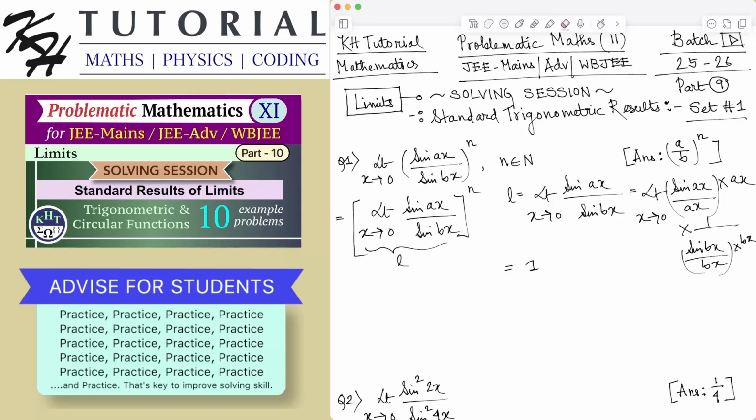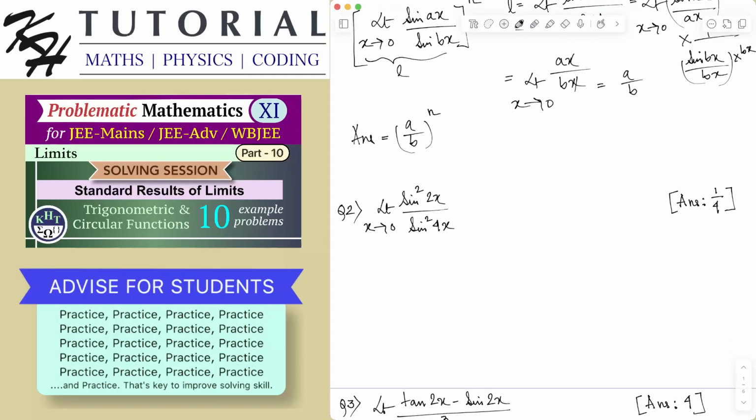So this is equal to now limit x tending to 0 ax by bx, where x will cancel out. This is nothing but a by b. So L is a by b. So the answer is (a by b) whole to the power n. Let's see the next problem.